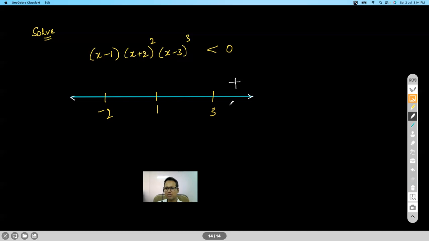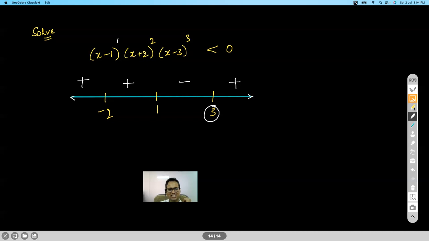Now start moving to the left. As I'm moving to the left, the first zero which I cross is 3. And that zero comes from the x minus 3 factor, which is subjected to an odd power. So there will be a switch of sign. Next comes x minus 1, which again has an odd power, so there will be again a switch of sign. And then -2 comes from x plus 2, which is subjected to an even power. So there will be a retention of sign.